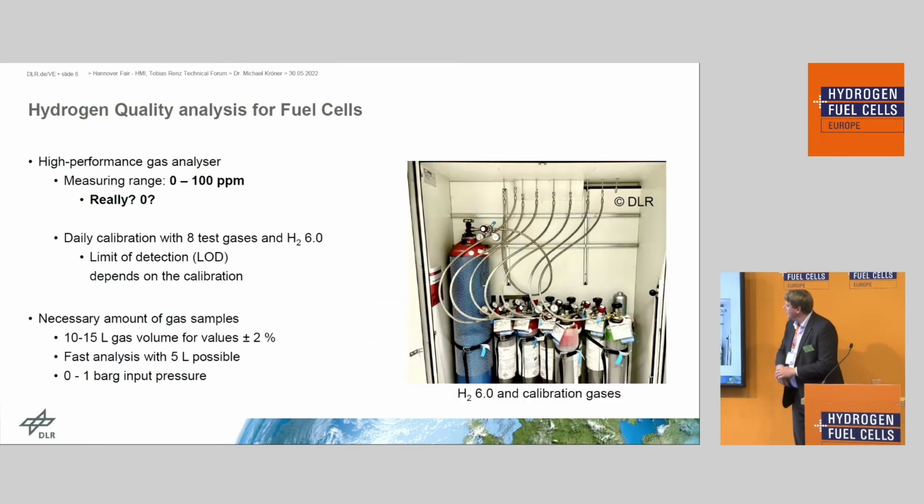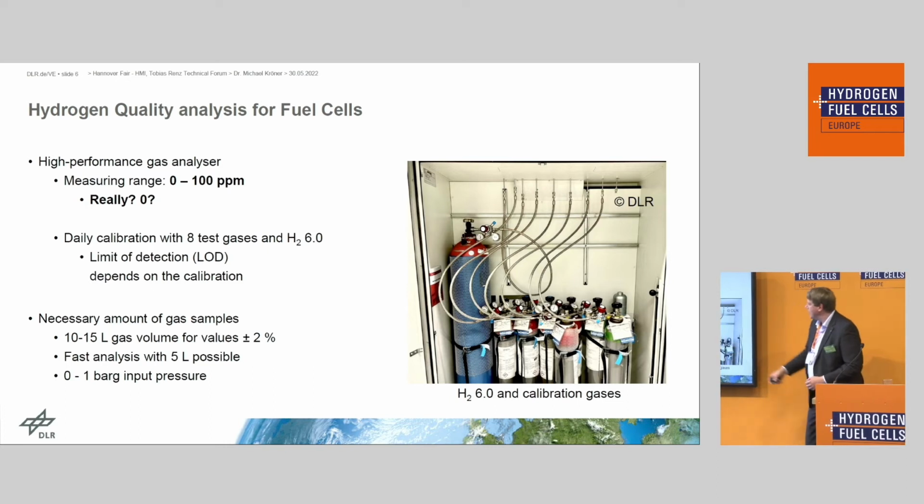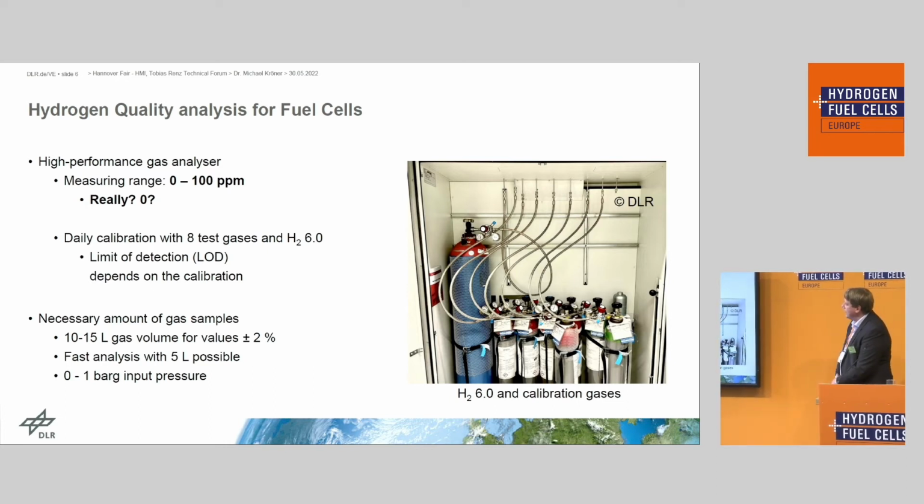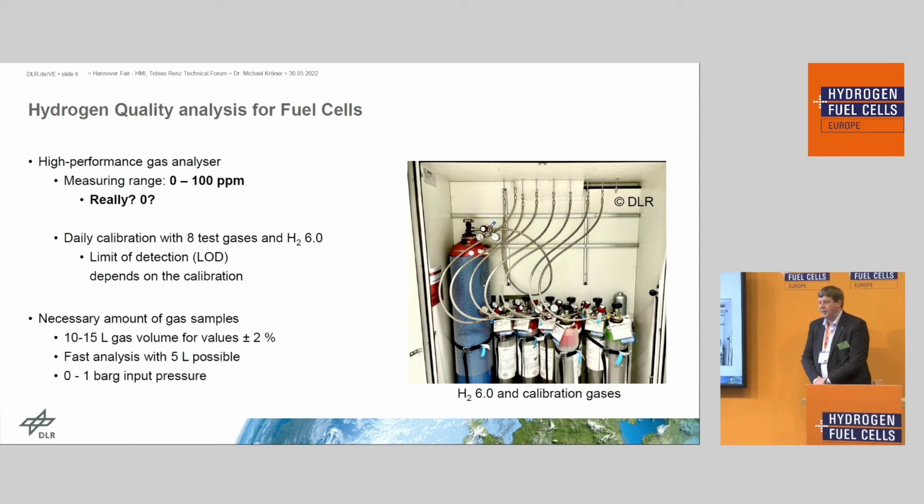But then the question comes, what actually does 0 mean here? Because the 0 is of course not 0, but it's a limit of detection that we can achieve. And to go as low as possible, we therefore need a daily calibration with 8 different test gases and pretty highly pure hydrogen, 6.0. So this is something we set up in the laboratory. You can see here the hydrogen bottles and the calibration gases. And yeah, so the limit of detection actually depends on your calibration gases and how well they are defined, how much uncertainty there is, and so on.